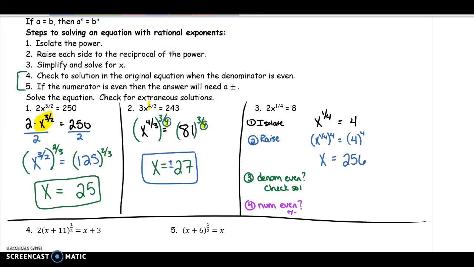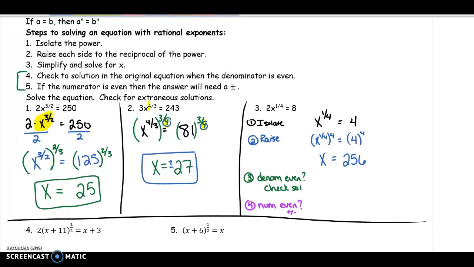Go. Okay, step 1, isolate the power. X to the 1/4 equals 4. You divide both sides by 2. Step 2, raise each side to the reciprocal of the power. So we raise both sides to the 4th. That gives us x equals 256. So step 3 up here says simplify and solve for x. I kind of did that in with my step 2.